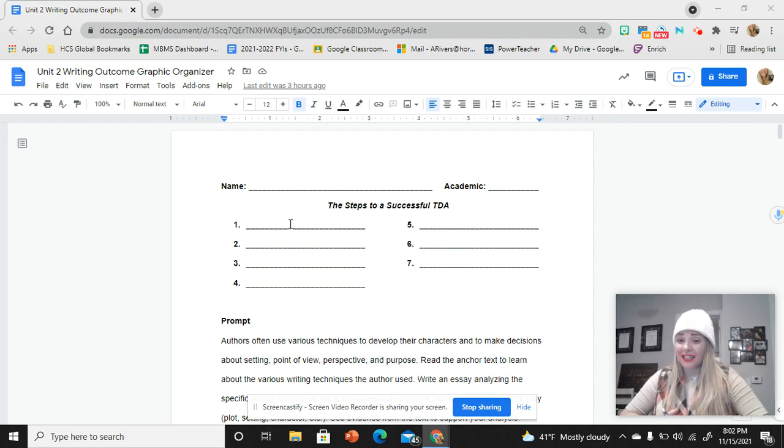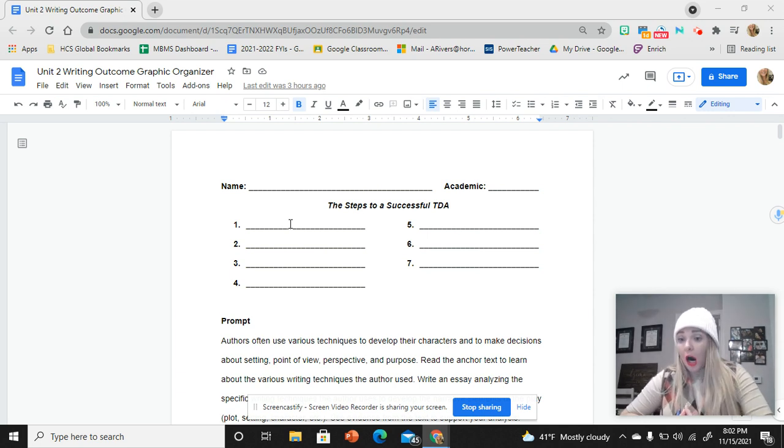But remember, a TDA is first and foremost a reading test. It's not a writing test. It's to see how you can take these texts and bring them together in some kind of way and answer a question. What parallels, what comparisons, what common things do they have to answer a question?